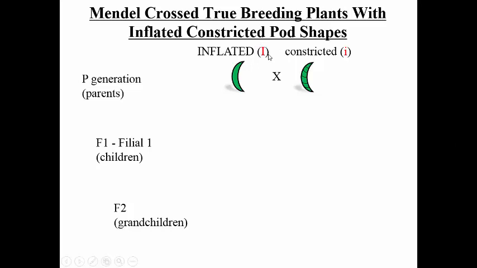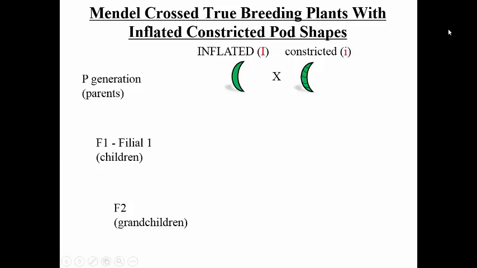If they do, it would be a big I for inflated. Or do they have the genotypic sequence, or in other words, the gene, for the recessive trait, the constricted trait? And if they do, in this case, it's represented by the little i. That's the genotype. Let's put these modern genotypes on and see what Mendel discovered.